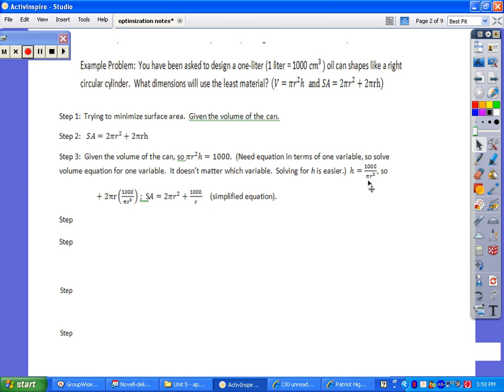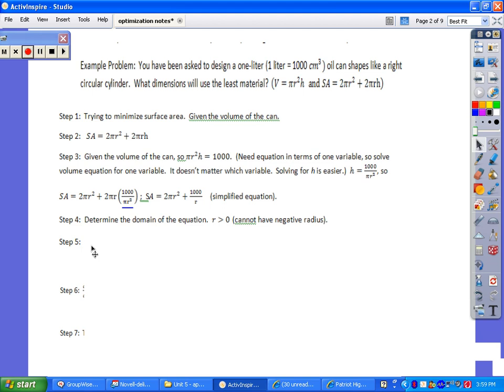So I'm going to solve for h, which we did over here, by dividing by pi r squared. So I have 1,000 divided by pi r squared, and then we can plug that in for h in our formula. So if you look here, we substituted 1,000 over pi r squared into h, and then we simplified the equation. So my equation that I'm going to minimize is 2 pi r squared plus 1,000 divided by r. And now we're just going to use the steps we learned last chapter to find the minimum values of a function.